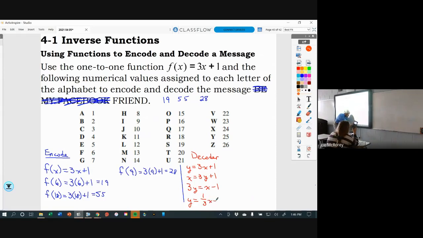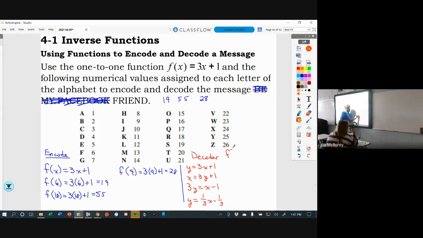1/3 x minus 1/3. So that's the equation that Tyler has. Tyler has the equation 1/3 x minus 1/3. And he's going to plug the numbers that I gave him into that. And that's going to tell him what the message was.